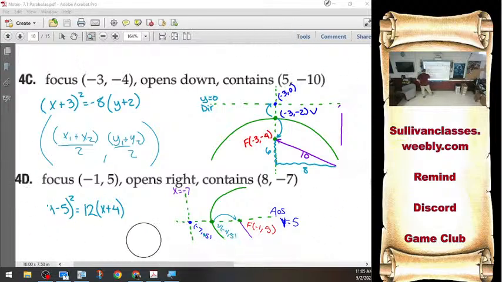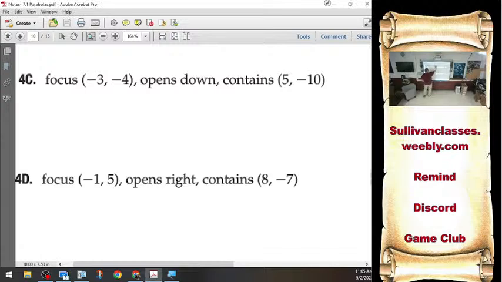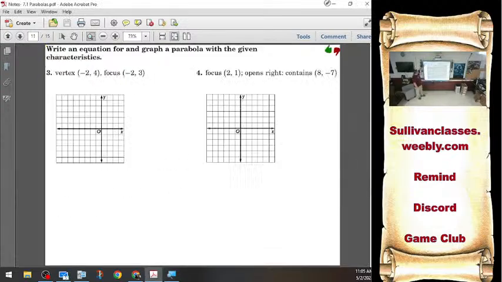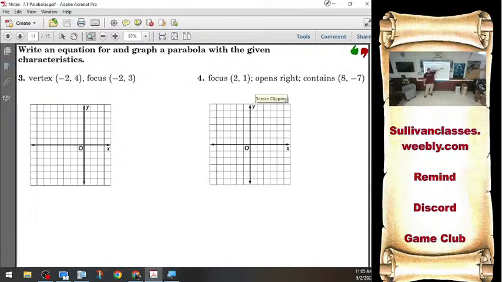So what I got out of last hour from the kids who actually did stuff is if I'm given the vertex and the focus, or the vertex and the directrix, basically vertex and something, I'm fine. But as soon as we do this contain stuff, it starts getting a little hairy. How do we feel about the contain stuff? Is it actually good, or I don't want to do it? We should do one more.